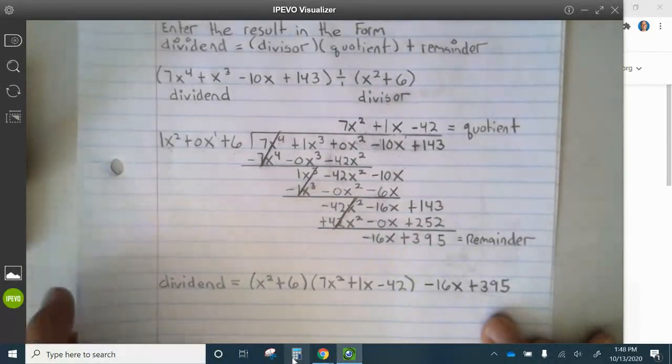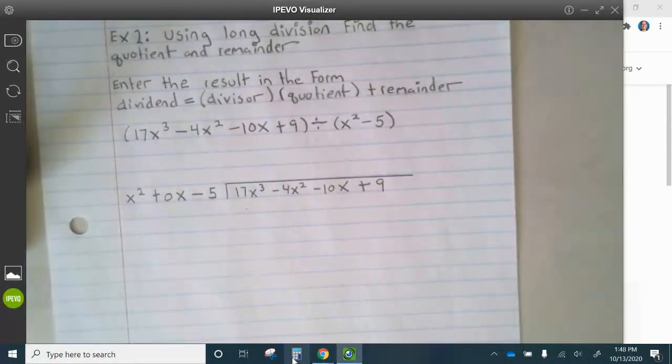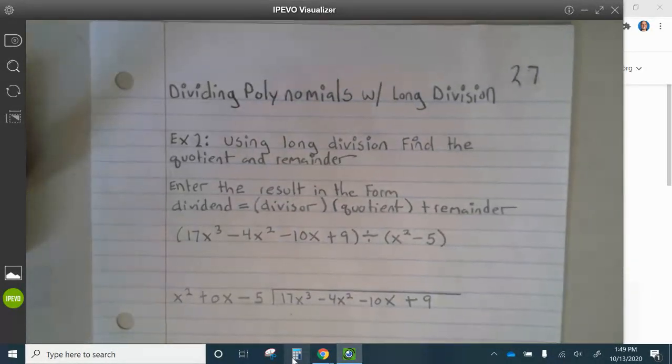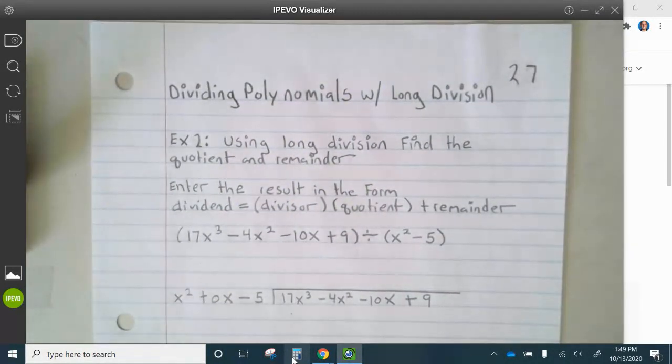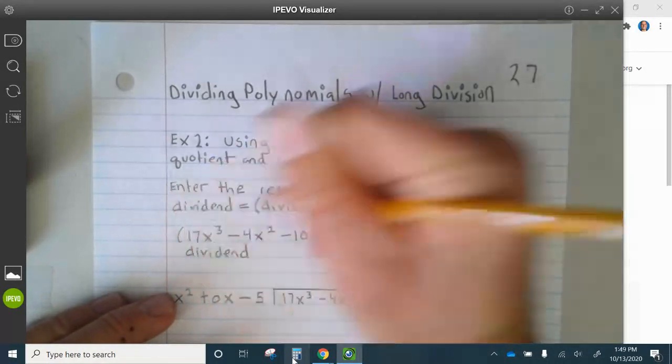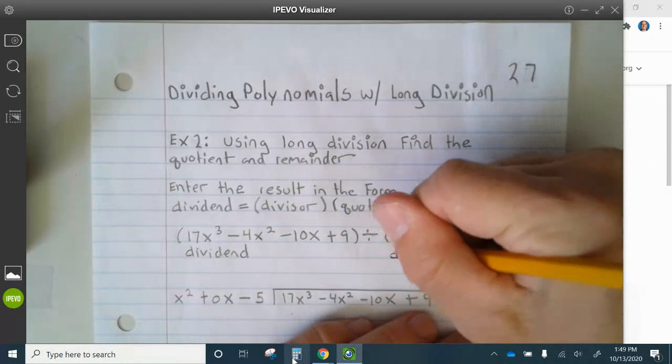All right, let's take a look at example 2. Now, I only have 2 examples on long division because there's only 2 problems with long division. Dividing polynomials with long division on journal page 27. Example 2. Using long division, find the quotient and remainder. Enter the result in the form dividend equals divisor times the quotient plus the remainder. Okay, so this is the dividend. This is the divisor. This is the quotient.